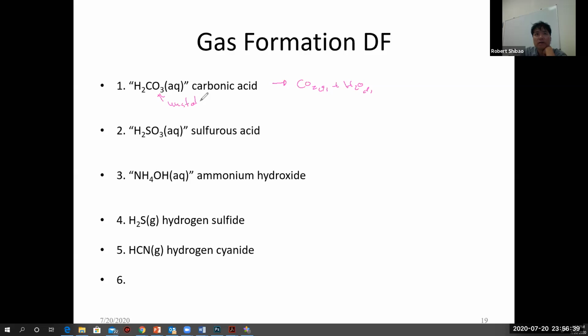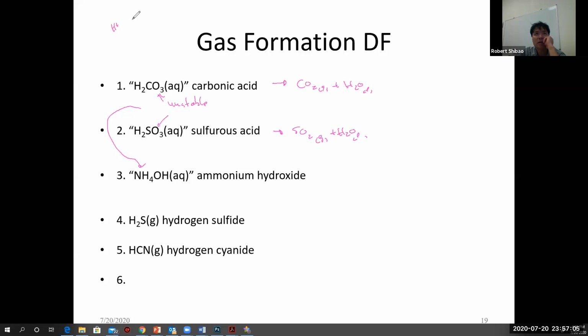In fact, not only is carbonic acid unstable, sulfurous acid is also unstable. Sulfurous acid decomposes into SO2 gas plus H2O liquid. These are acid-base decompositions. So H2SO3 breaks up into SO2 and H2O. Ammonium hydroxide is unstable as well. Ammonium hydroxide, these are ion combinations.